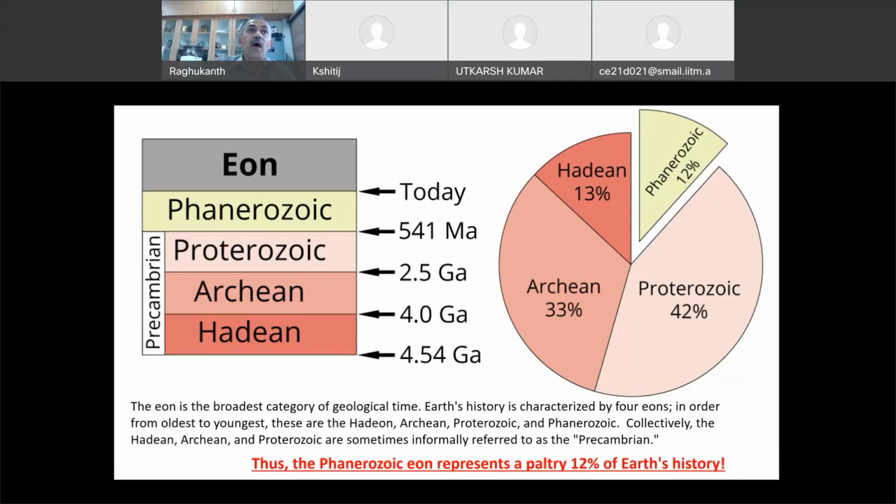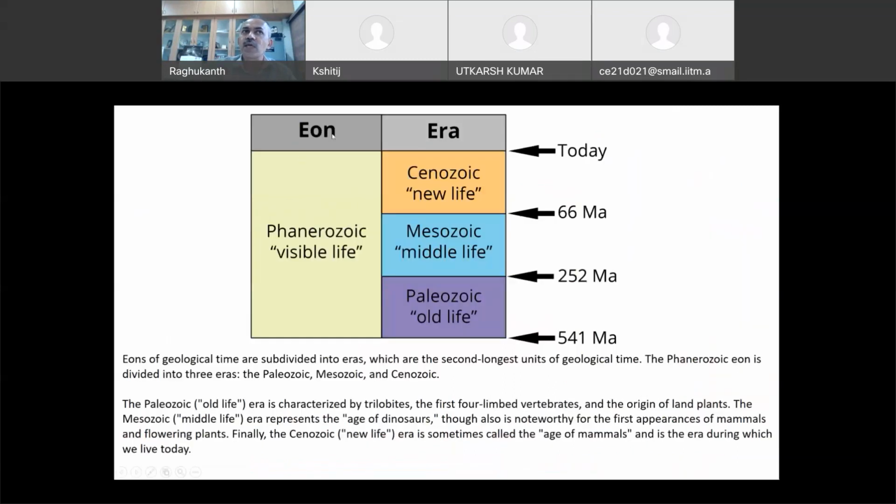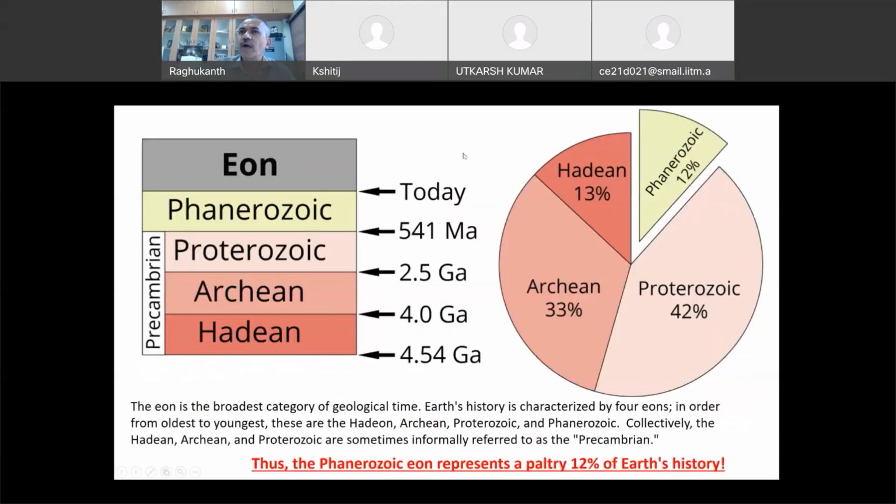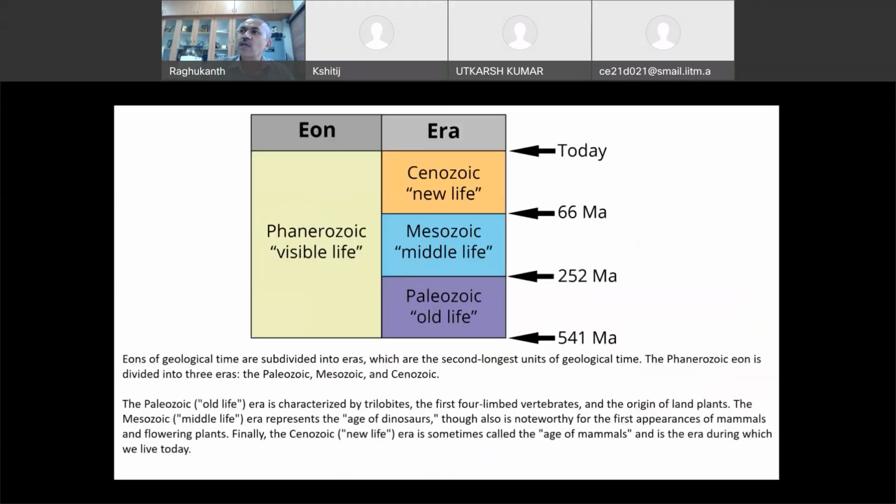As I already told you, the eon is further divided into eras. Of course, we cannot divide the Archean or Proterozoic, and we have no idea whether Hadean can be divided into eras, because information is very limited. Only the Phanerozoic, because we have fossils and ages of rocks, can be divided into three eras: Cenozoic, Mesozoic, and Paleozoic. The names mean old life, middle life, and new life. All of us are located in the Cenozoic era, in the Phanerozoic eon.